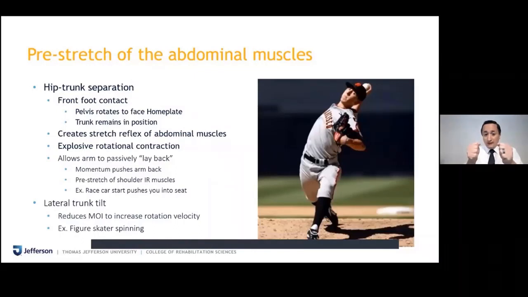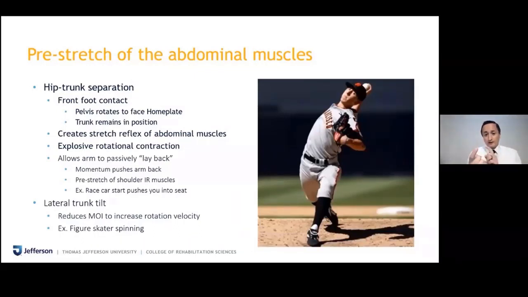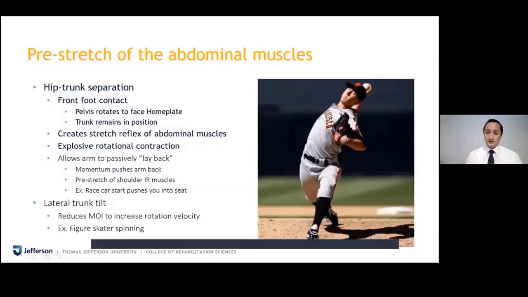And what's going to happen is it's going to create a rotation in your pelvis so that your pelvis starts to turn towards home plate, right? Right before this, it was more in line with the trunk. This hits and it starts engaging that rotation of the pelvis forward. So what should happen is that our trunk and arms should not move. It should stay back where it is here. And this is what causes that pre-stretch of your abdominals. Your pelvis starts to rotate, but your trunk doesn't move.